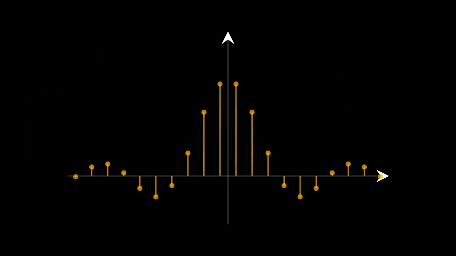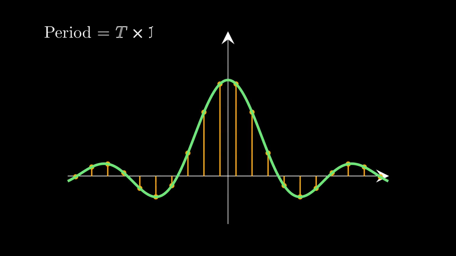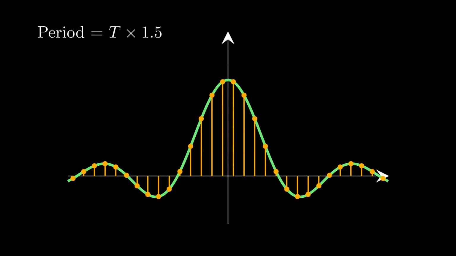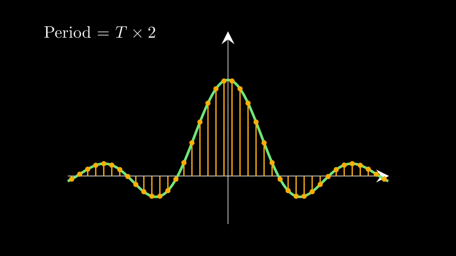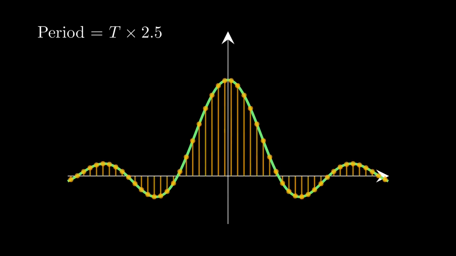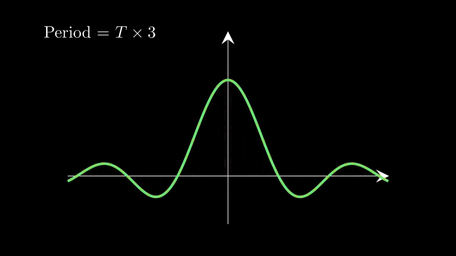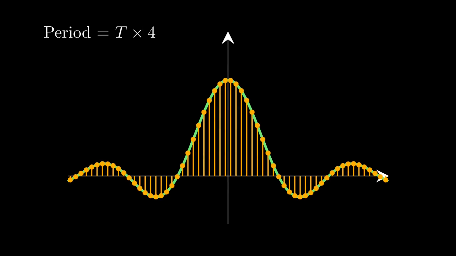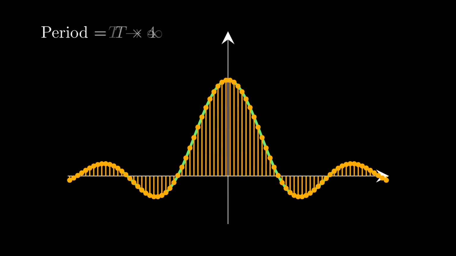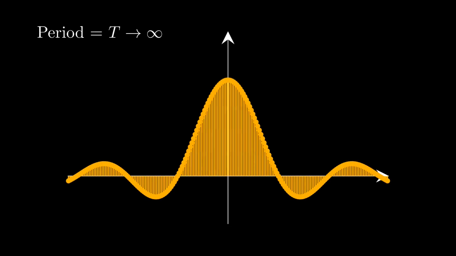Return to the plot of Fourier series coefficients and see what happens if we increase the period. In that case, there will be more bars within each loop. It is easy to imagine that when the period approaches infinity, all bars will be so close to each other that we only need to be concerned about the envelope.